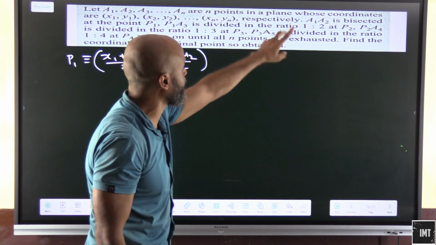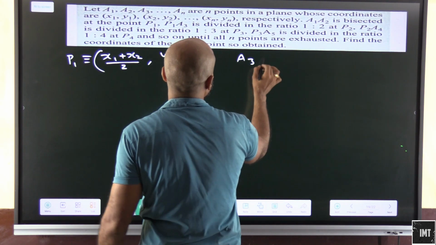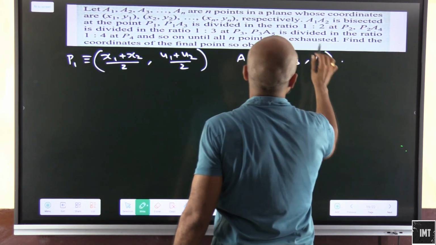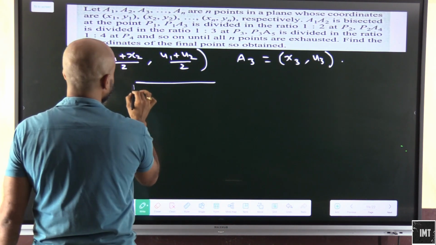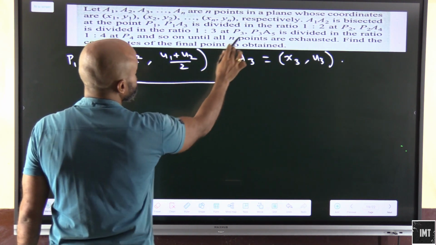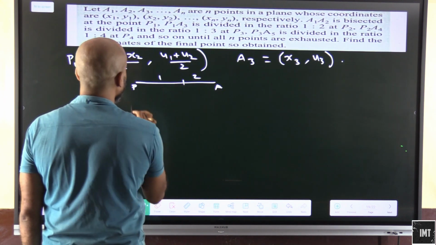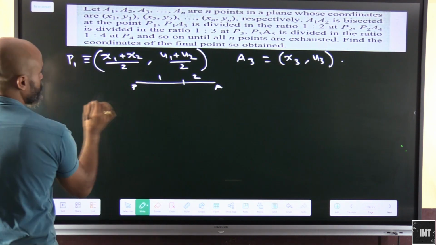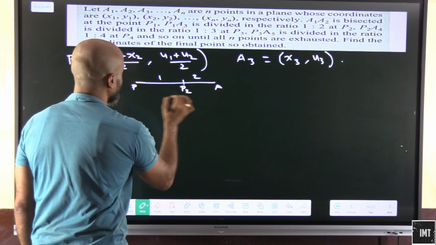p1 a3 is divided in the ratio of, now p1 and a3 has got coordinates what? a3 will have coordinates x3 and y3. So this is divided. So this is basically p and a, and this is divided in the ratio of 1:2. So 1:2. We have the coordinates as mentioned here. So let's say at p2. So this is p2, this is p1.